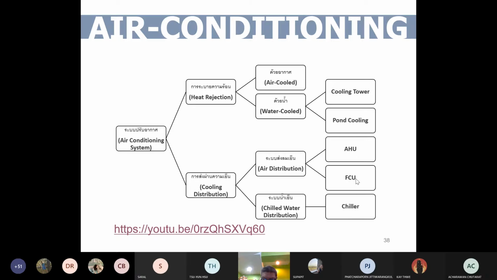Okay, very simple. If anything is moving air, it has the blower and coil inside. If it uses a single phase motor, it is the fan coil. If it uses a three phase motor, it is the air handling unit. Okay, very simple, but it is exactly the same function. And the chill water system, if we produce the chill water, we call it a chiller.